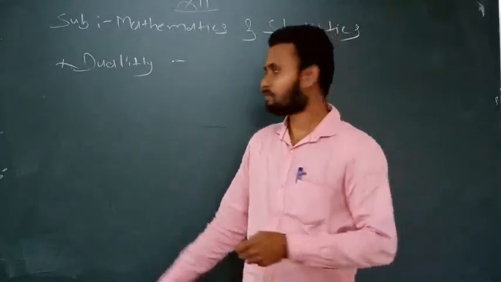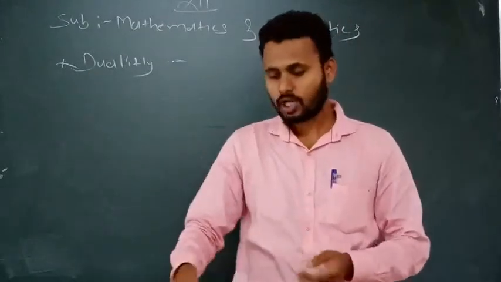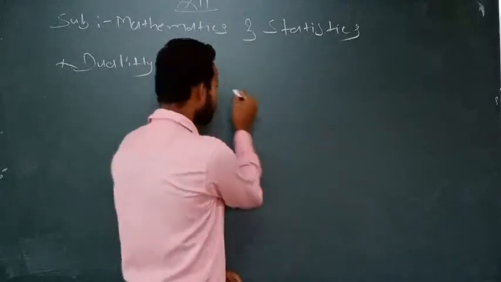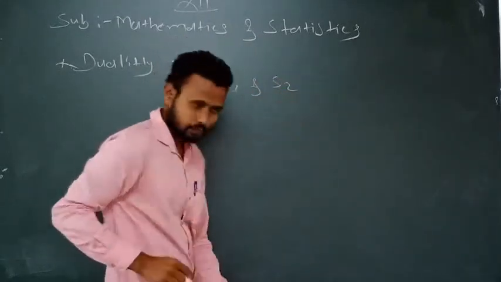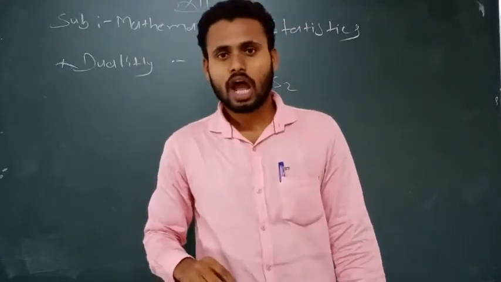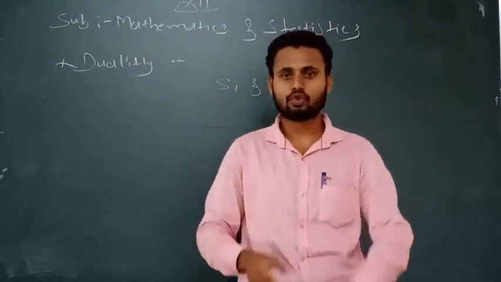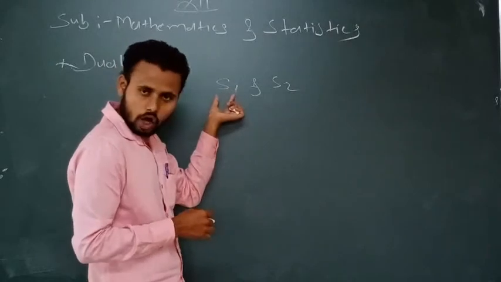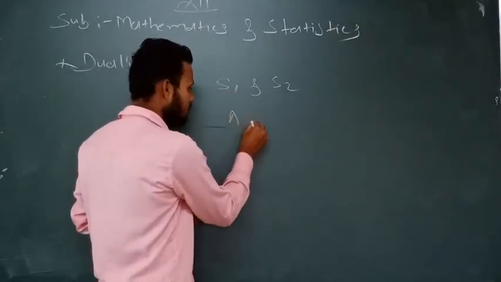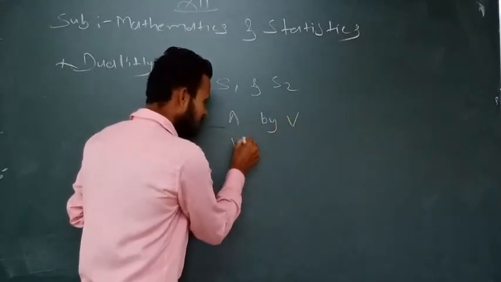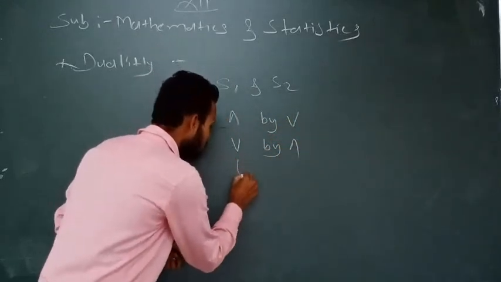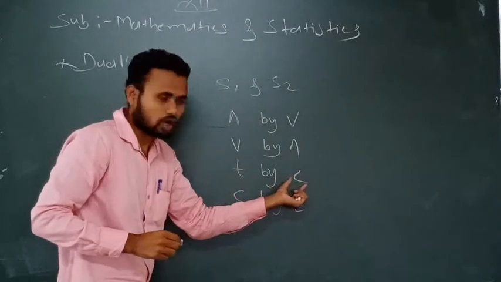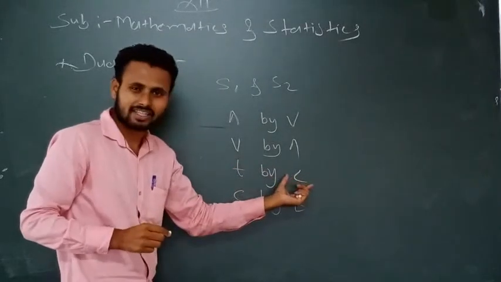Now today we are going to see the next point, duality. What is the definition of duality? Suppose two compound statements S1 and S2. Two compound statements S1 and S2 are said to be dual of each other if one can be obtained from the other by replacing conjunction by disjunction, disjunction by conjunction, small t by small c and small c by small t, where small t and small c represent tautology and contradiction respectively.